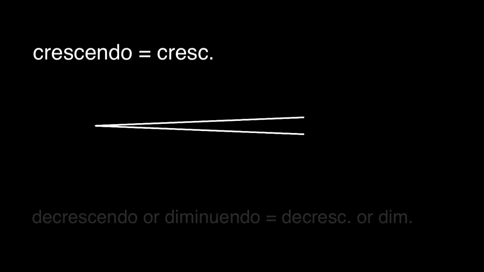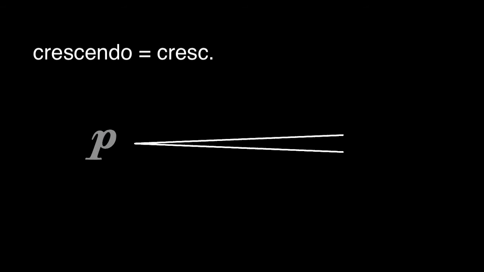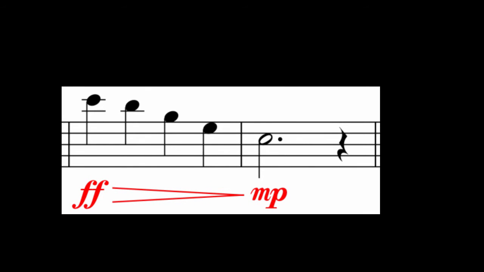You can be even more specific by putting a dynamic marking like this one at the beginning of the hairpin, which sets your starting volume, and then another dynamic marking at the end to show how loud you should be when you get to the end. Can you describe what happens with the dynamics in this example? There are five tones here. They begin at fortissimo, very loud, gradually decrease in volume, and arrive at mezzo piano, or medium soft.